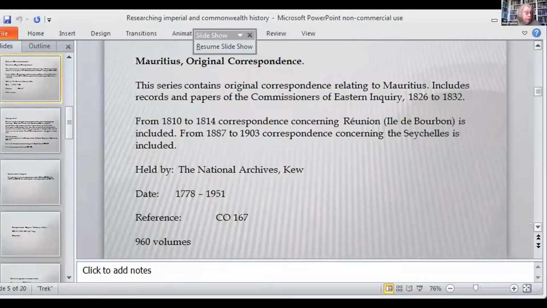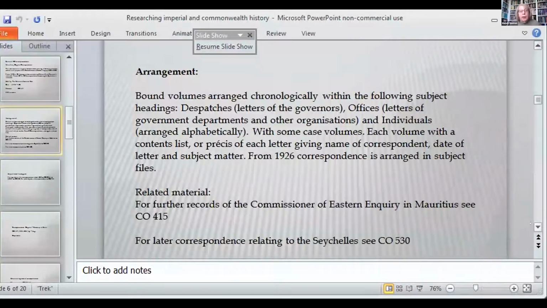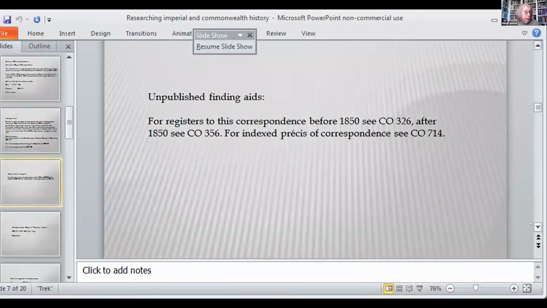If we're interested in, for example, Mauritius, TNA's catalogue will tell us that the original correspondence is in the series CO167. It will provide a note on the arrangement of the volumes and give reference to related series, and refer to the original finding aids. These finding aids are usually the only way into the correspondence, most of which has not been catalogued by subject before 1926, when files replace bound volumes.